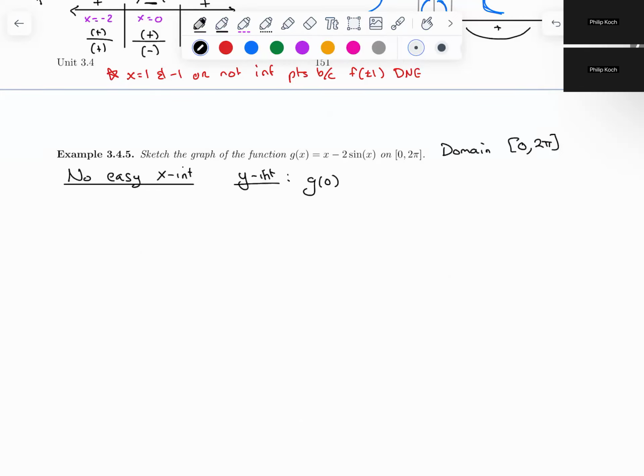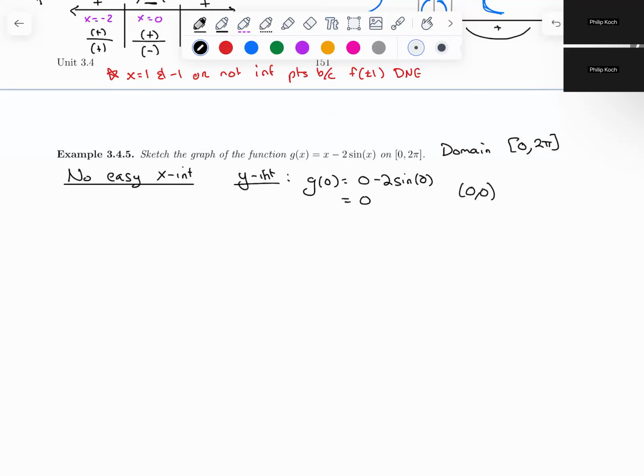G of 0 would be 0 minus 2 sine of 0. And sine of 0 is 0. Right? You use the hand trick, or you can use your calculator, but sine of 0 is 0. So we have a y-intercept at 0, 0. That's also an x-intercept. So I guess technically speaking, we had one easy x-intercept, but I wouldn't have been able to really find it from setting the function equal to 0.